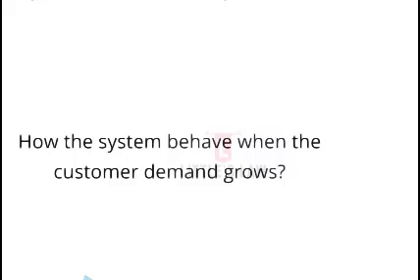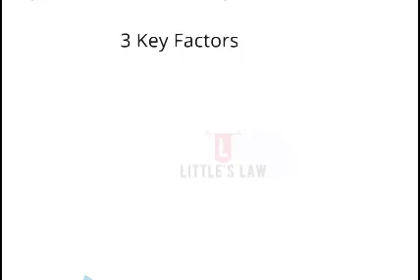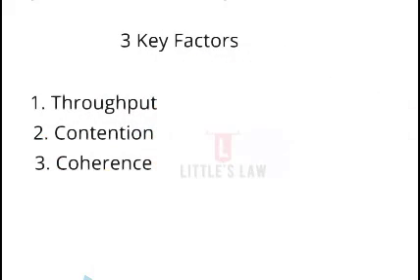But how will it perform as we add more cashiers to meet growing customer demand? We are going to see how to meet the customer demands by adding more cashiers. The law considers three key factors: one is the throughput, the second one is contention, and the third one is coherence. Let me explain these three concepts.